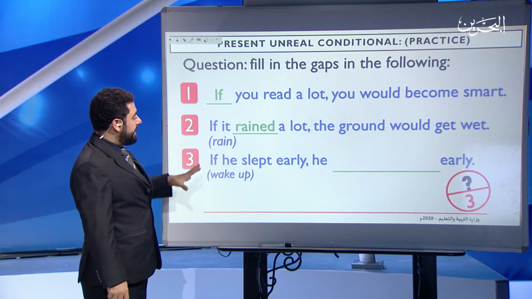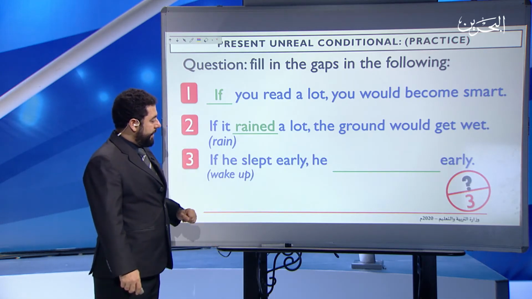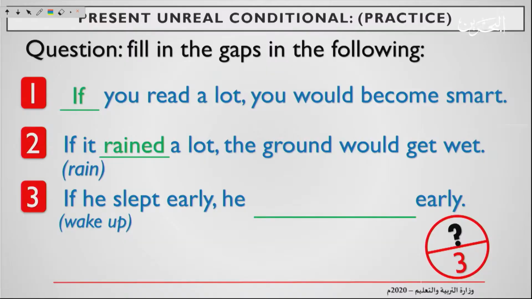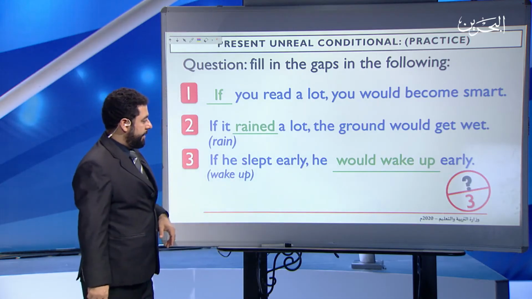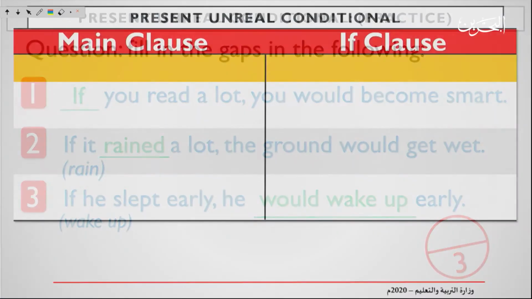3. If he slept early, comma, he, gap, early. You have to use wake up. 5 seconds. Let's check the answer. The answer is would wake up. You have to use would plus the infinitive. All right. So give yourself a mark of 3 and let's carry on.